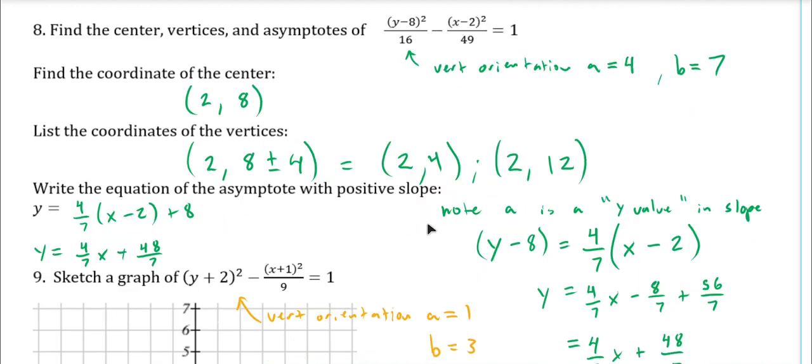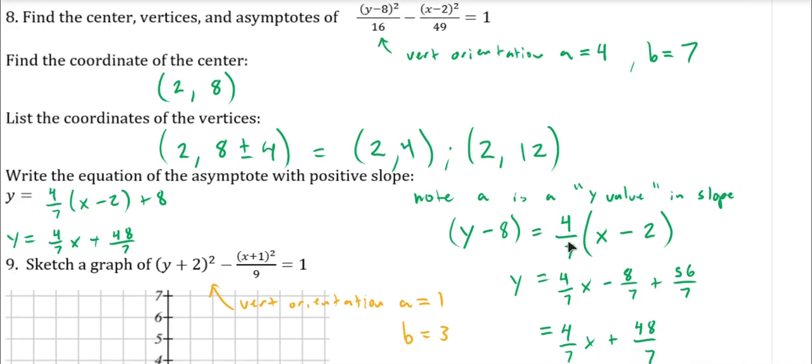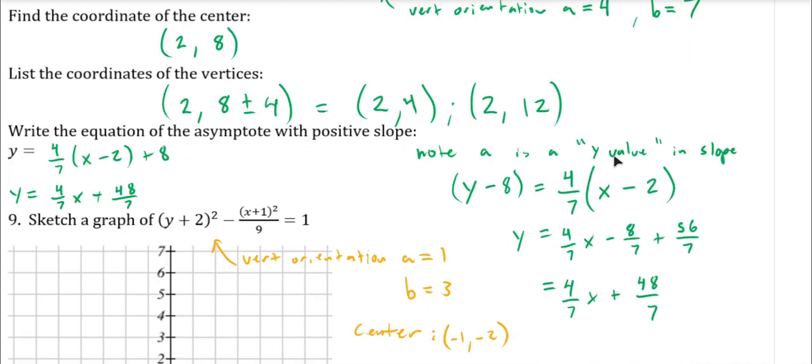To write the equation of the asymptotes, we need to first take note that their slope will be plus and minus a over b. That's because here a is playing the role of a y value, and so it should go in the rise part of the slope. I think this is perfectly fine. You can even just bring the plus 8 over, but we could also solve this and put it in slope-intercept form if we wanted to.